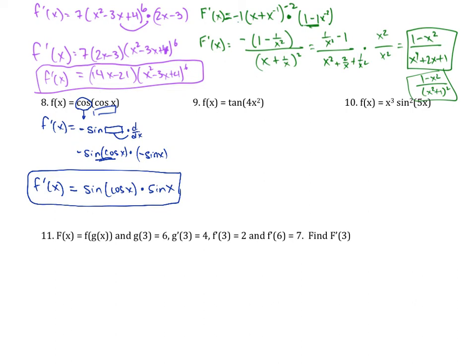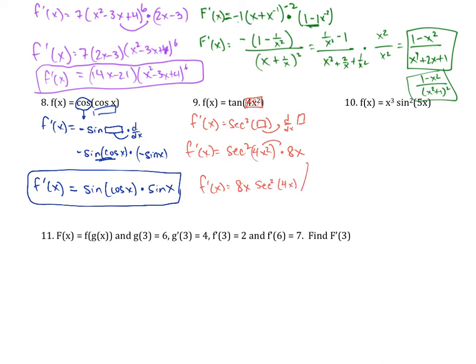Over here I'm dealing with a tangent. Remember, this is like my box that I just ignore. Take the derivative of the tangent, and this would be secant squared of this box. And now I have to take the derivative of this box. Okay, so f prime of x becomes secant squared, and this was 4x squared in here. Now I take the derivative of this times, that would be 8x. So rewriting this, I get f prime of x equals 8x times secant squared 4x. All right, moving on to the next one.